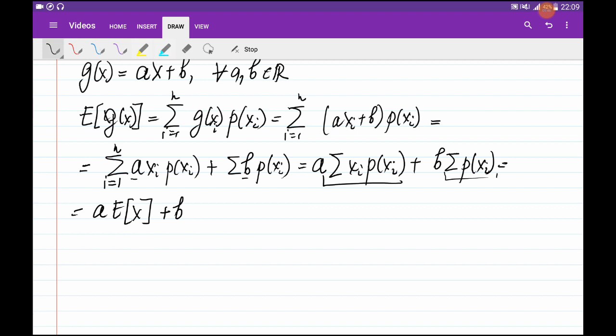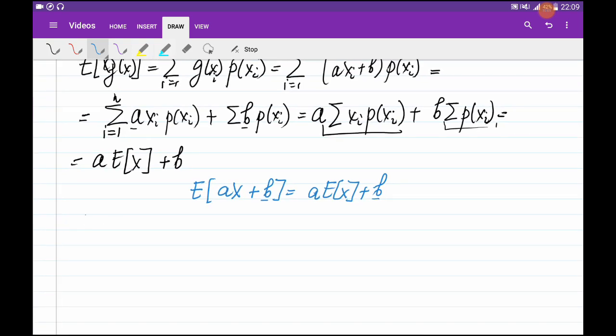So basically we've got another formula. The expectation of a linear function of the random variable is equal to a multiplied by the expectation of x plus b. So the conclusion from here is that the expectation of a constant is simply the constant.